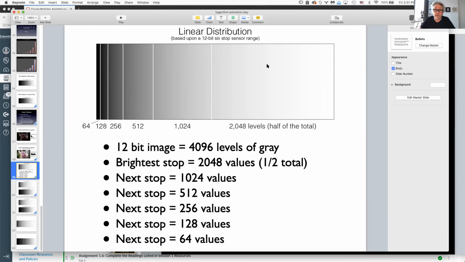Does that make sense to everyone? The next stop is another half of your data. So in the top 2 stops of your exposure, 3/4 of the data of your file exists. So going back to my question, do you make an image that you want to be dark? Do you expose it and make it dark? Well, if you throw away the first stop of your exposure, the brightest stop, you've thrown away half of your data.